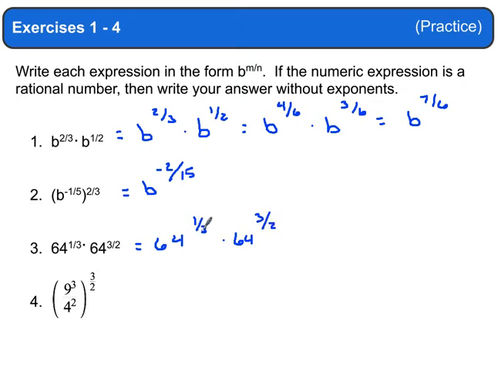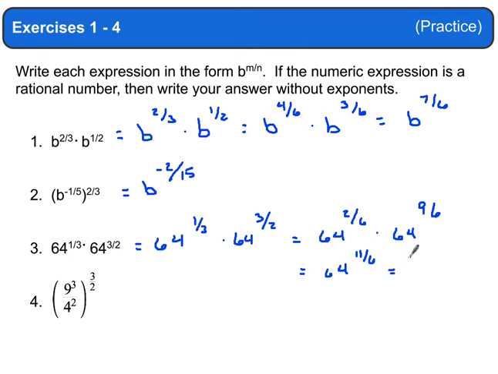We're going to multiply this one by 2. So we're going to get 64 to the 2/6, and then we're going to get 64 to the, if we multiply these by 3, 9/6. That means when I simplify this, I'm going to get 64 to the 11/6 power. The 11/6 power. So we can simplify this one, right?